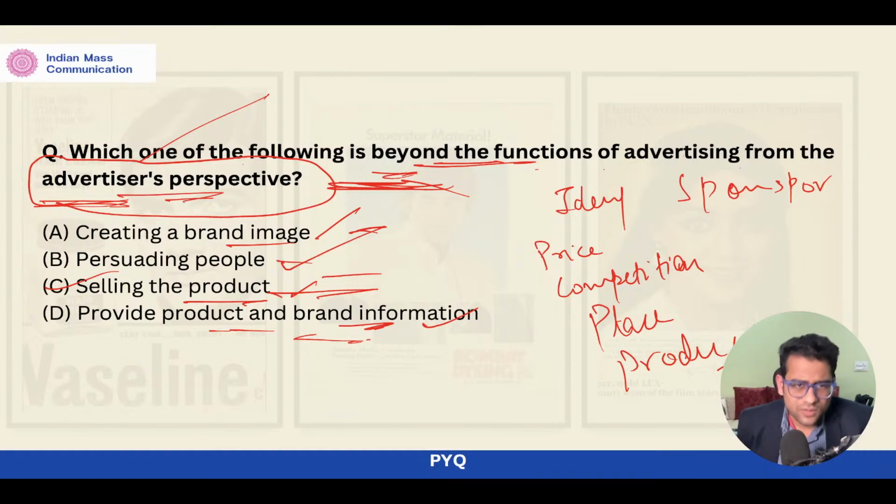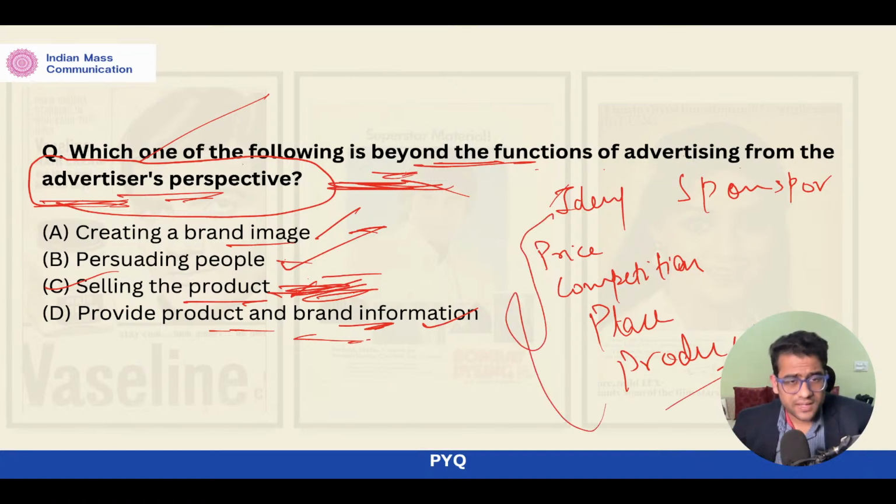It can create a good image, it can persuade people, it can provide product and brand information. But if you ask me, this is also a function of advertisement. But now this question states that this is beyond it. So we can just infer that these other factors like price, competition, product itself might be the reason why it is beyond the function of advertising from the advertiser's perspective.